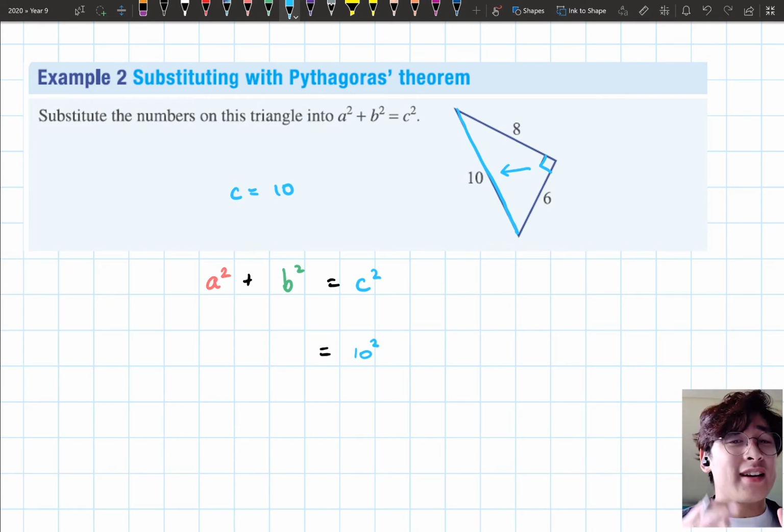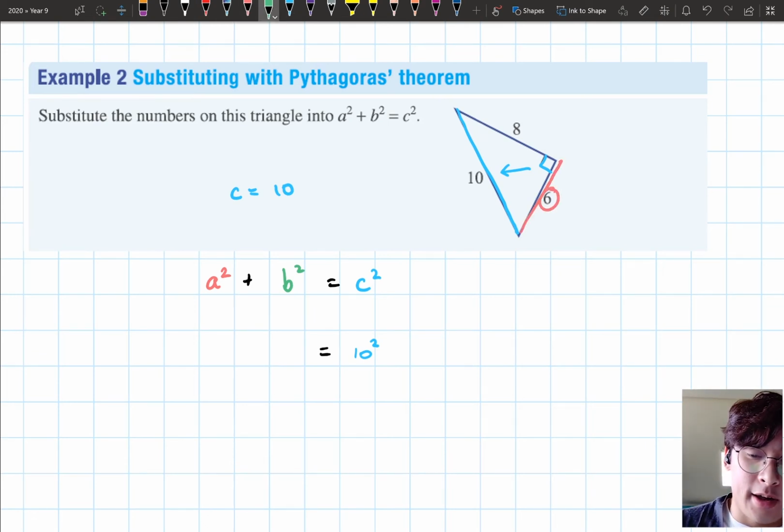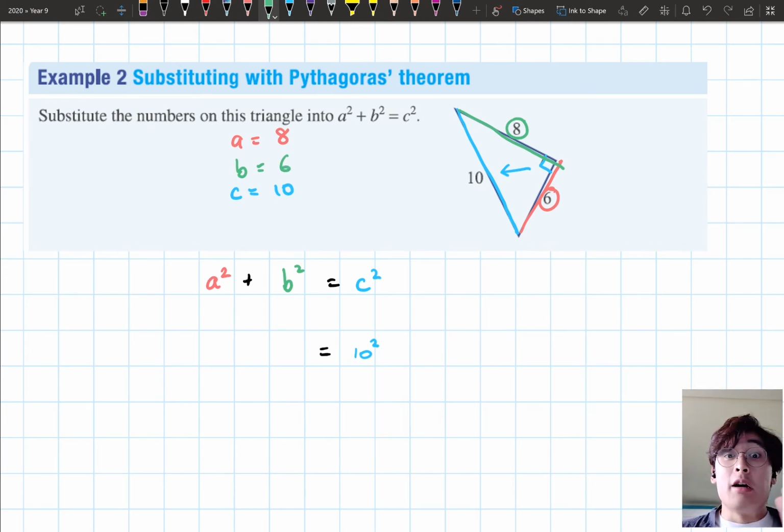And as I said before, it doesn't matter which one is A and which one is B, as long as A and B are my 2 shorter sides, that's all I really care about. So here I'm going to write 6 as my A and 8 as my B. So I'm going to go A is equal to 6 and B is equal to 8. You can have it the other way around. You could totally write A is equal to 8 and B is equal to 6. That's fine. Still going to give you the same thing. Here I'm just going to keep a little bit of order. I'm going to write 6 and 8.